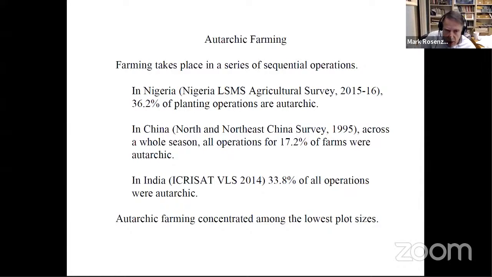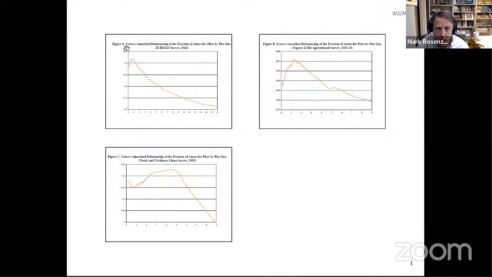And in the data that we're going to use from India, the ICRISAT data, the International Crop Research Institute of the Semi-Arid Tropics data that I'll describe in detail, as I've said, 34% of the operations are autarkic. So autarkic farming is concentrated among the smallest farm sizes. And I'll show you why the existence of autarkic farms is important for understanding the barriers to productivity.